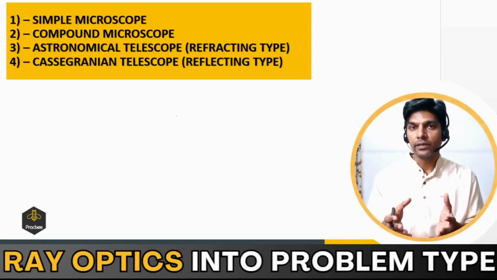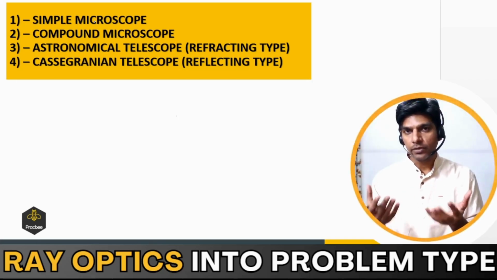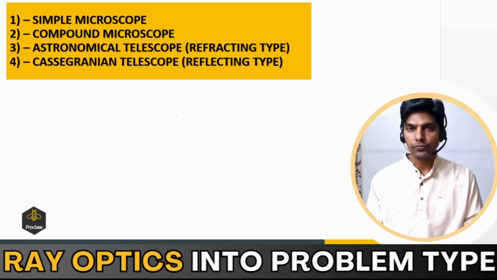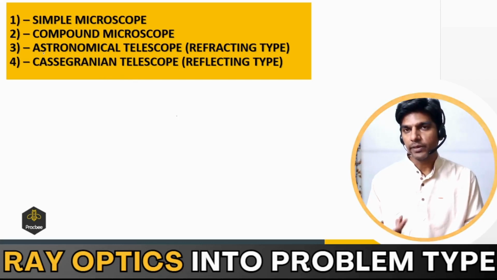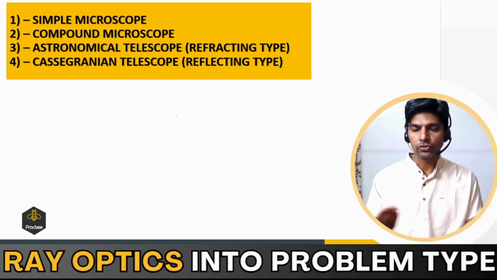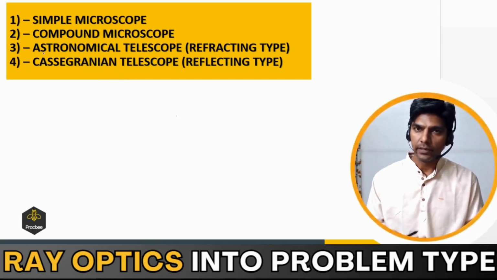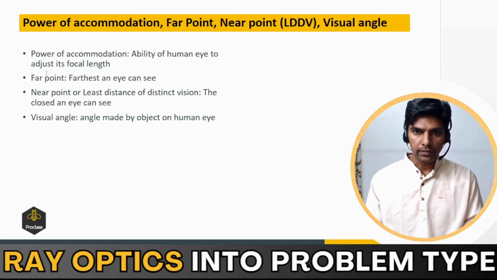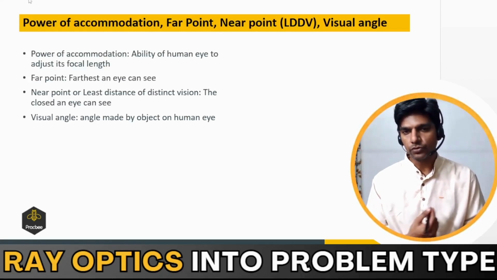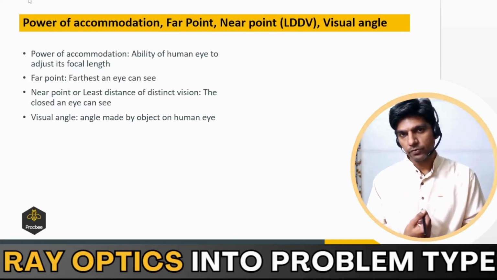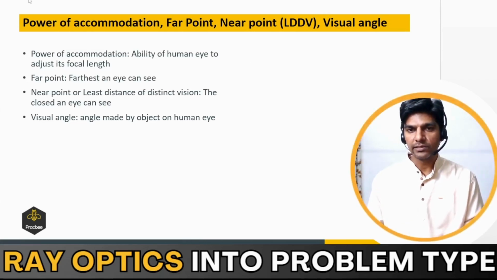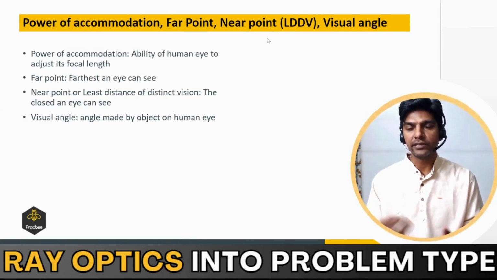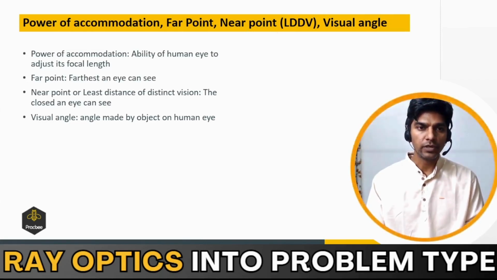Now let us see the different problem types in optical instruments. These are the four types we are going to discuss: simple microscope, compound microscope, astronomical telescope, and the Cassegrainian telescope. So to understand that, we should know what is power of accommodation, far point, near point or least distance of distinct vision, and visual angle.